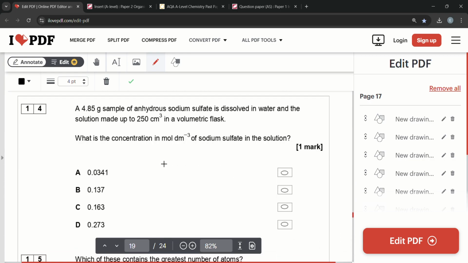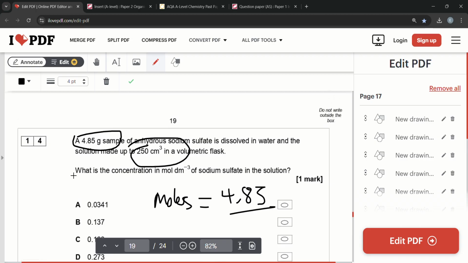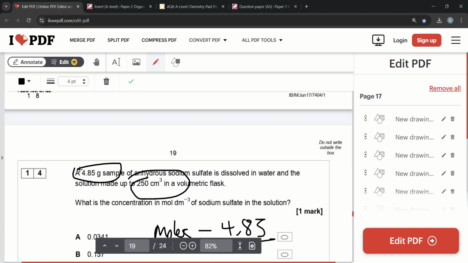Question 14. What was the concentration of sodium sulfate in the solution? It gives me the mass of the sample and it gives me the volume. And we're trying to find the concentration, so I'm going to have to find out the moles first. So the moles is going to be the mass over the Mr of sodium sulfate. How do we find out the Mr of sodium sulfate?